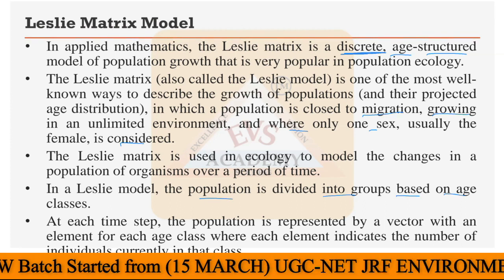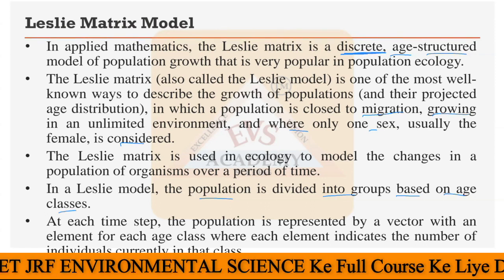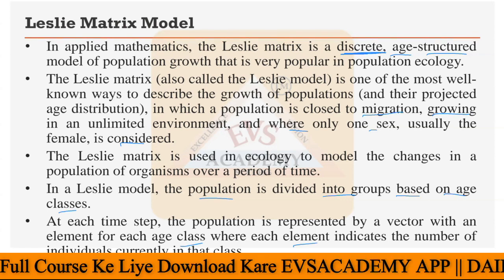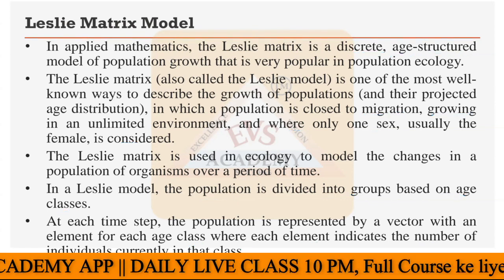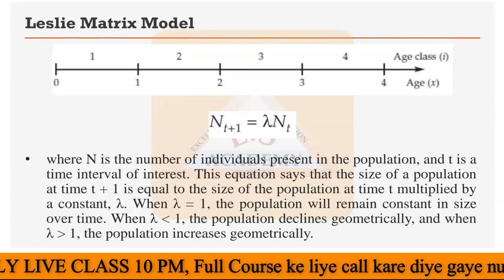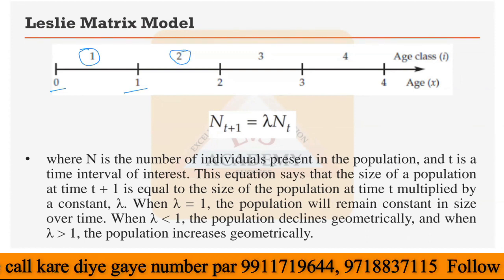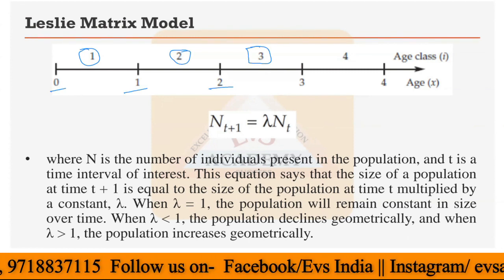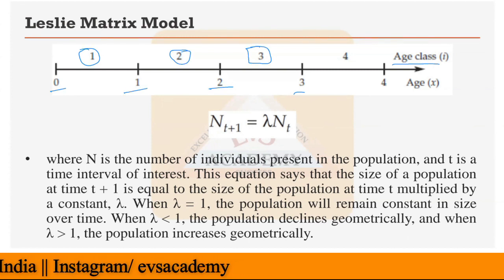In the Leslie model, the population is divided into multiple groups based on the age classes that we have already seen in the previous slide. At each time step, the population is represented by a vector with an element for each age class, where each element indicates the number of individuals currently in that particular class. Like we have seen in this particular slide. This is defining the number of individuals present in this age class. This number is defining the number of individuals present in this age class. Similarly, this one is defining the number of individuals in the 2 to 3 years class. Similarly, we have multiple age classes, that is the i number, and we have multiple age groups, say x number.